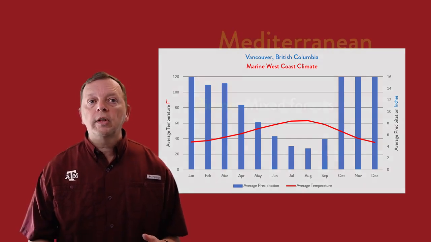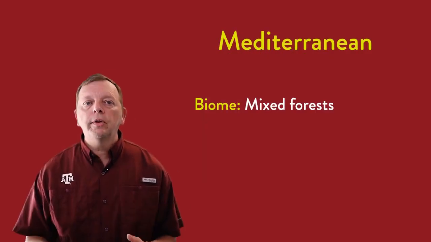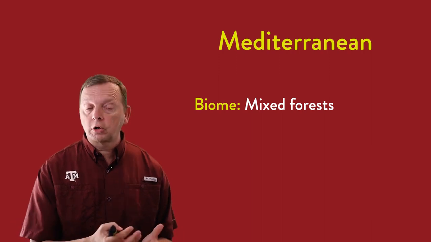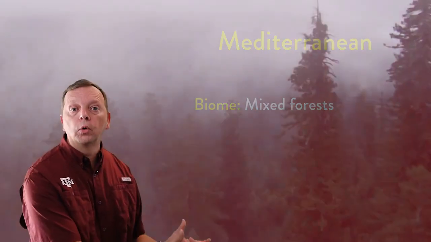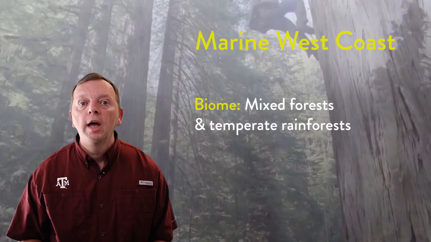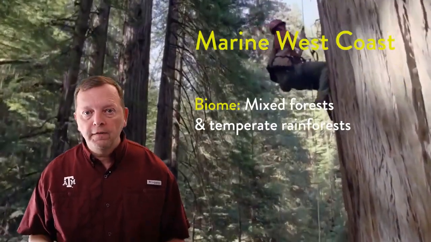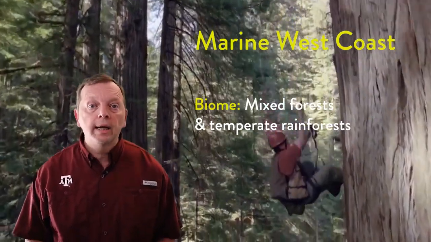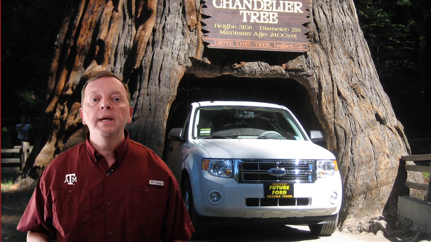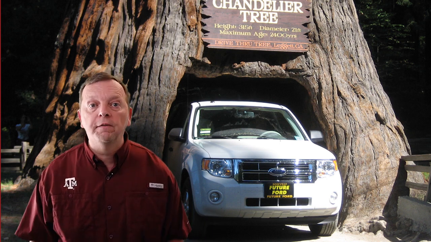Now, in the marine West Coast climate, we find mixed forests. Now, due to the high amount of precipitation that is caused not only by rain, but also fog that rolls in off of the cool oceans, we find temperate rainforests, such as the redwoods in California. In the redwoods, we find the tallest living things on Earth. Redwood trees can reach more than 360 feet tall, and to support such tall trees, the redwoods are actually really big around, as big as having a diameter of 24 feet.